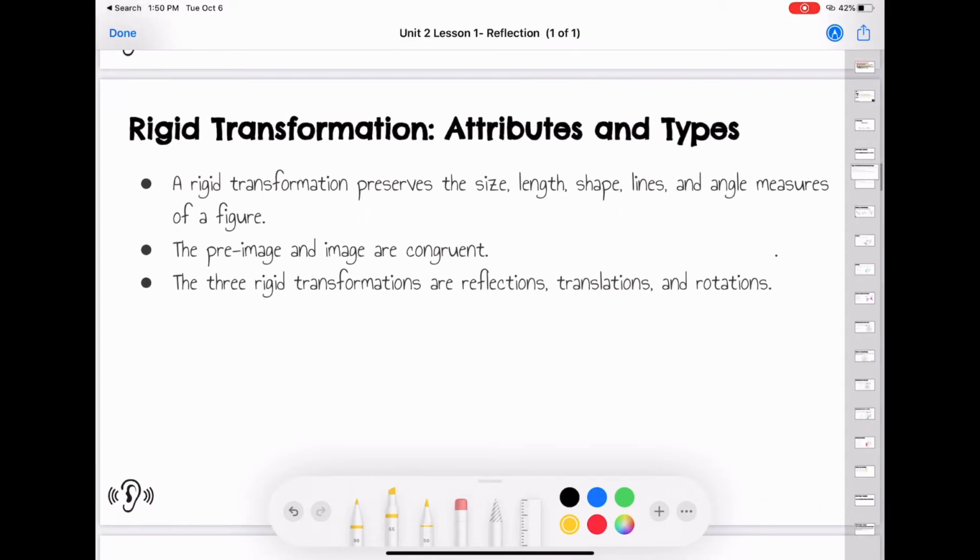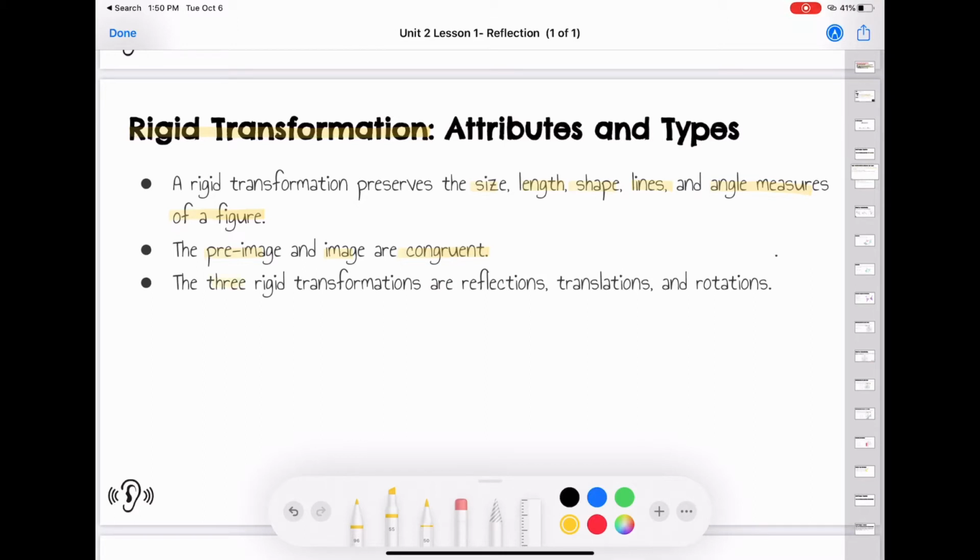Let's look first at what rigid transformations are. You may have seen this term before in Algebra 1, or you may have not. For that reason, we are going to review rigid transformations. A rigid transformation preserves the size, length, shape, lines, and angle measures of a figure. Preserves means does not change. This means that the pre-image and image are congruent.